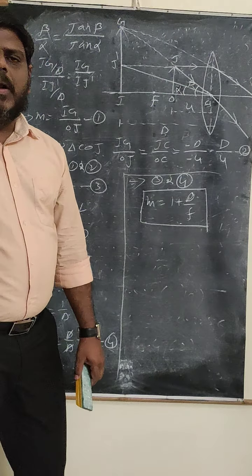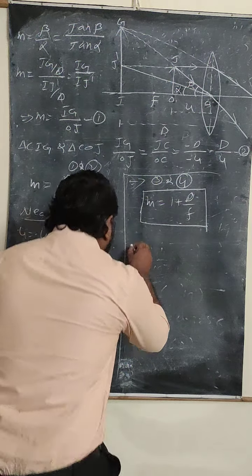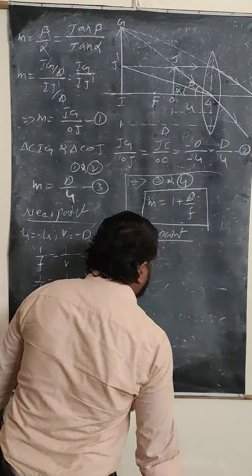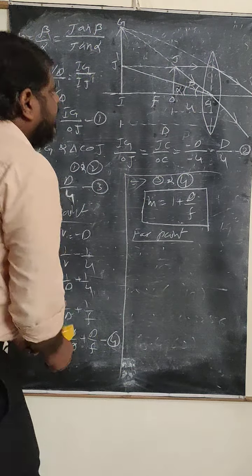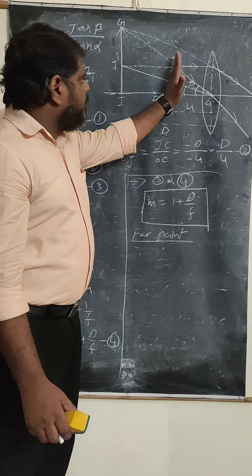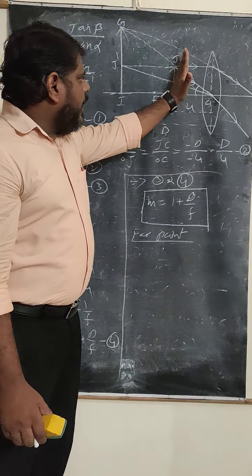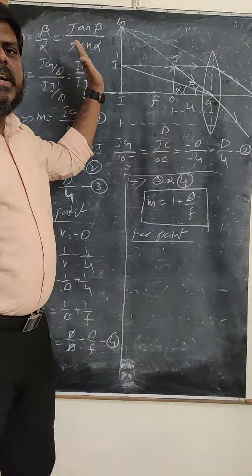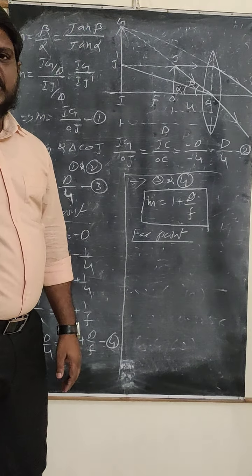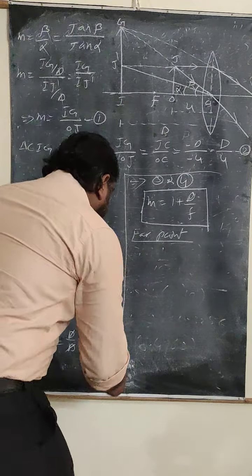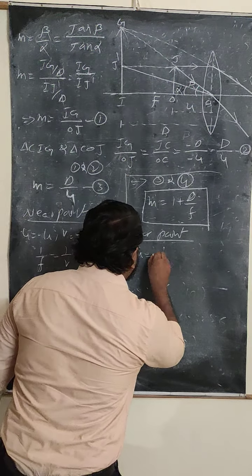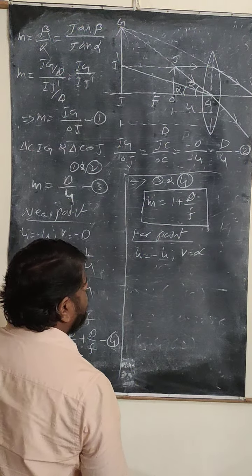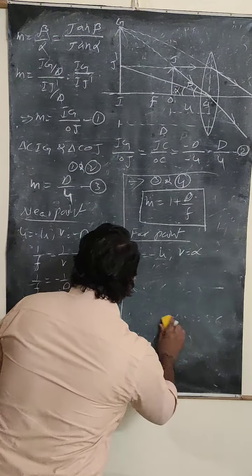Next we are going to discuss the far point adjustment. In the case of far point adjustment, what distances are you going to take? First, what is the condition? The object should be placed at the principal focus. When the object is placed at the principal focus, the image is produced at the far point, at a long distance. That means the object distance is u equal to minus u, and the image distance v is equal to infinity.